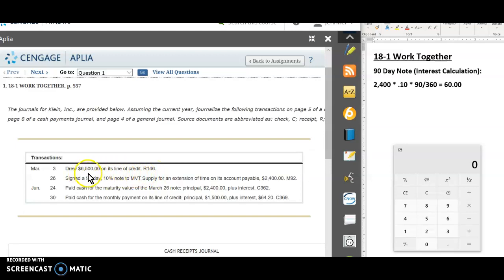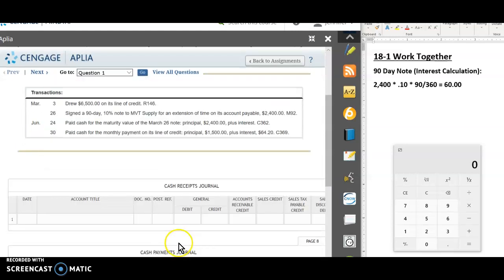So basically what that means is we're borrowing money. We have a line of credit from a bank or wherever it is, and we're taking out $6,500. Okay, receipt, so we received that money, 146. So we're going to go to our cash receipts journal, and on March 3rd, our account title is going to be line of credit. So this is kind of a new account title that we hadn't messed with yet.